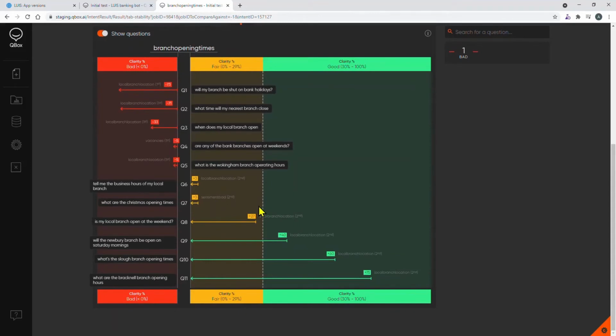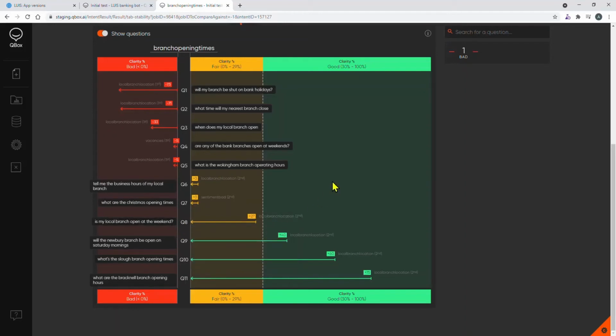And we can see here, for this one, there's only 3% difference between the correct intent and the next highest predicted intent, which is my local branch location. And for this utterance, again, there's 3% difference to the next highest predicted intent. And this one is my sentiment bad intent. And for the last one, there's 27% difference to the next highest predicted intent, which again is the local branch location intent.